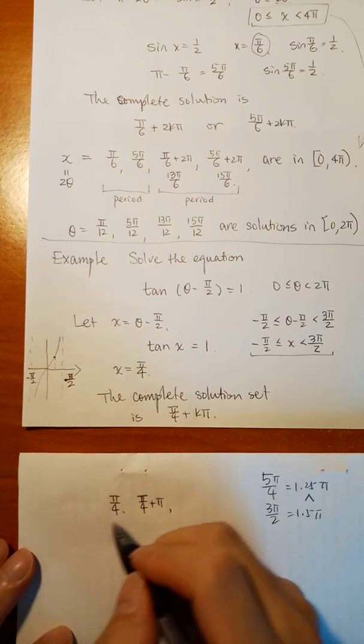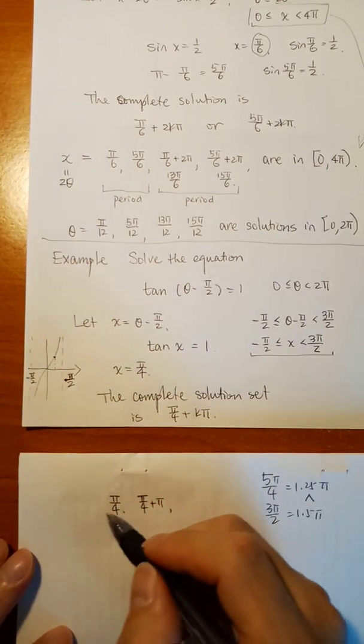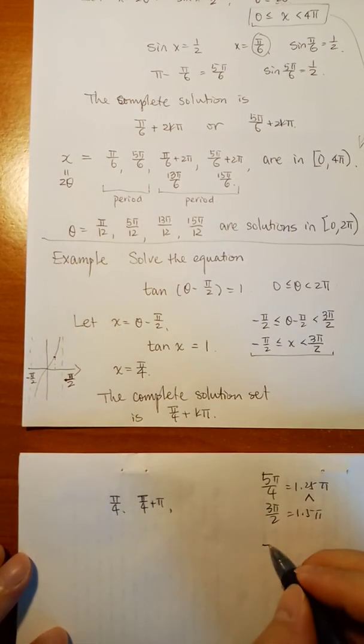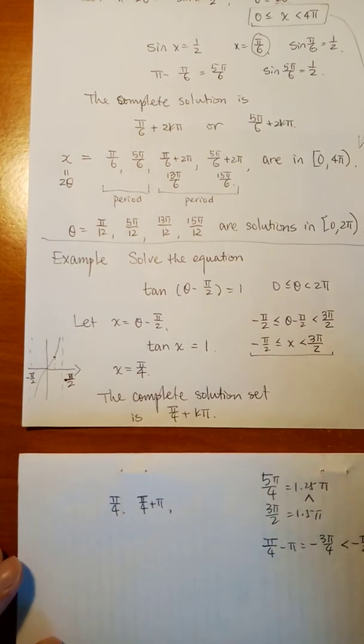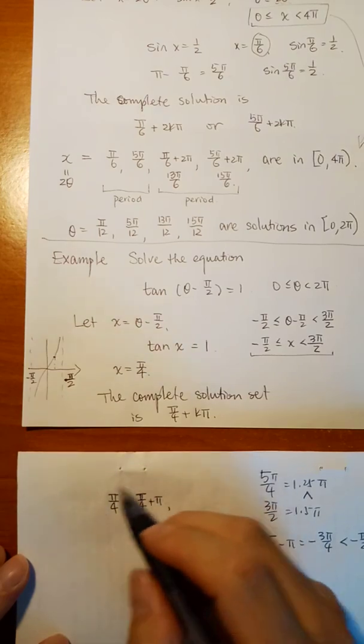And if you subtract pi, you go to left. Pi over 4 minus pi is negative 3 pi over 4. Negative 3 pi over 4 is less than negative pi over 2. It's less than negative pi over 2, so it's not in the domain. So there are only 2 solutions for x.